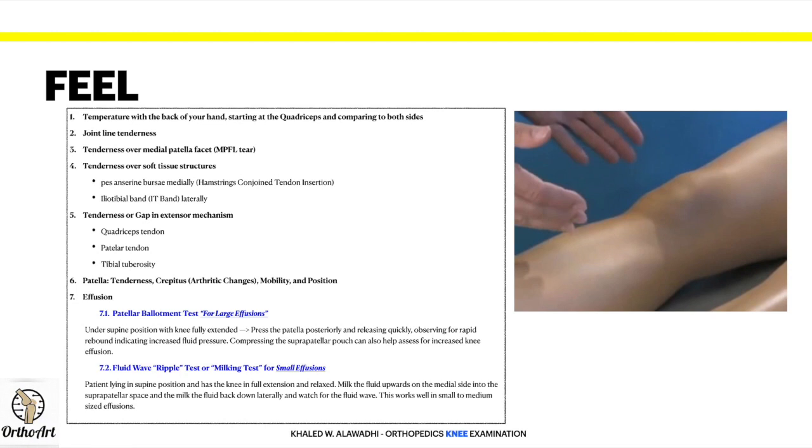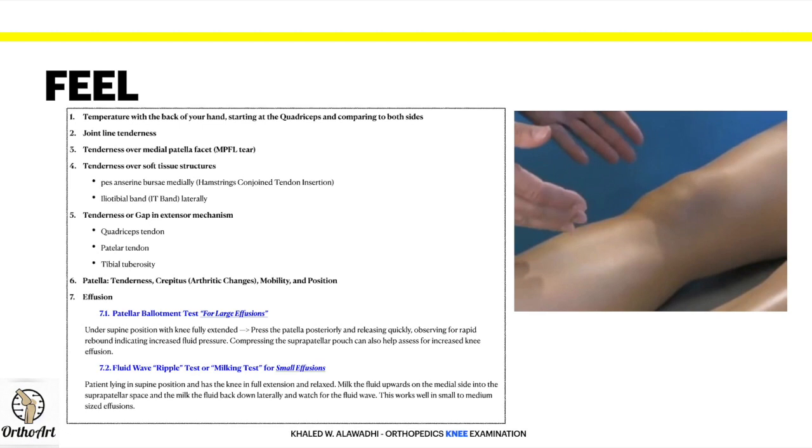So in palpation, what do you want to palpate for? Check for the temperature with the back of the hand. Check with the back of the hand from the quadriceps, and then compare both sides down to the thigh. Check for joint line tenderness, which I'll show you later on in the video.